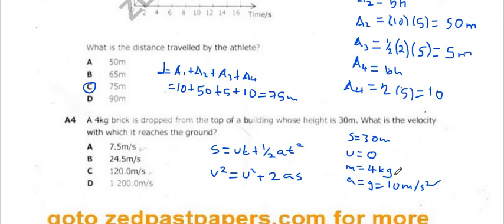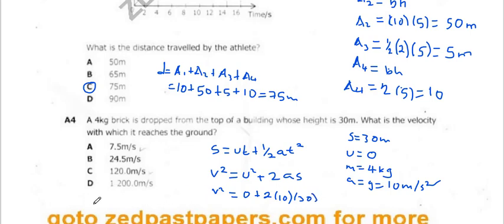Whenever you have a free-falling object, its acceleration is always equal to gravity, which is 10 meters per second squared. So now we can use this equation that we have. V squared, we're looking for V actually, which is the final velocity. So V squared equals, what is our initial velocity? 0 plus 2, what is our acceleration? 10 multiplied by what is our distance? 30, and we have that.